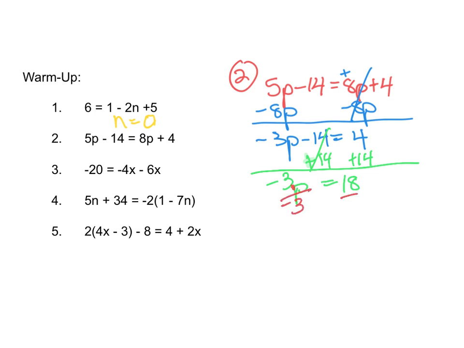And then negative 3 and p, they are multiplying, so we're going to divide by negative 3 on both sides. Negative 3 divided by negative 3 is 1, leaves p by itself. 18 divided by negative 3 is negative 6. So on number 2, p equals negative 6.